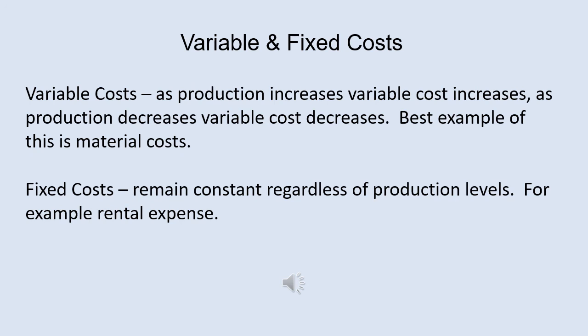Fixed costs, on the other hand, remain constant no matter if our production levels are going up or down. A good example here is rental expense for the factory. Whether we produce 1,000 units or 500 units, our rent for the factory is going to remain the same, and therefore it is a fixed cost.